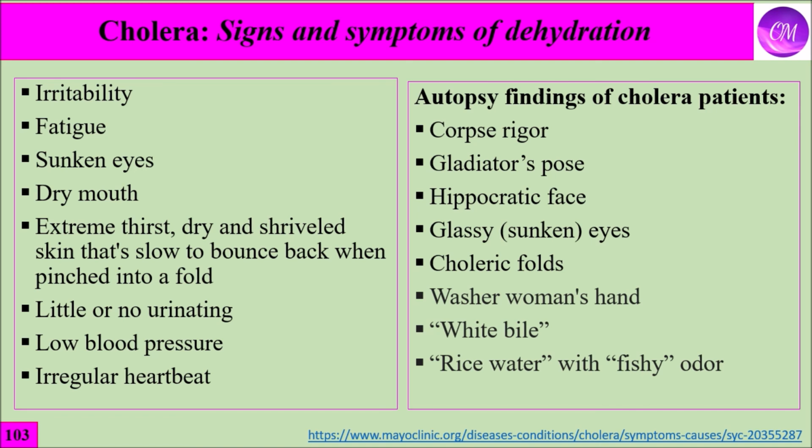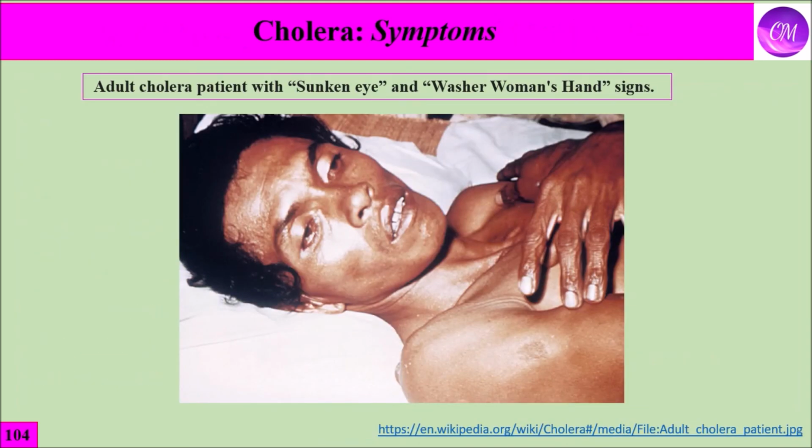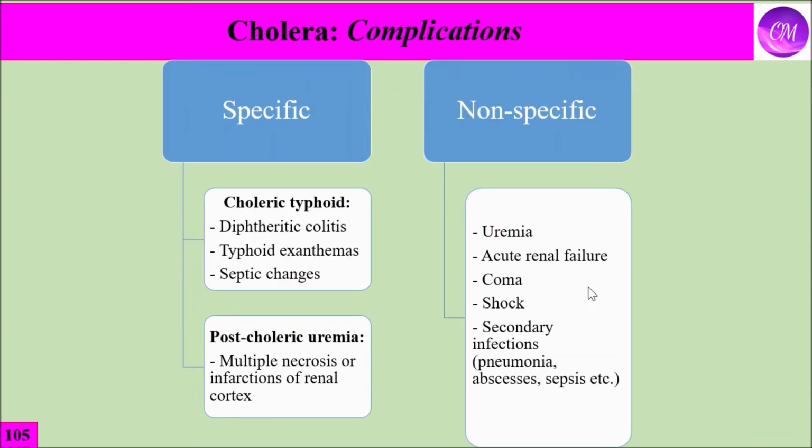And autopsy findings of cholera patients are the corpse razor, gladiator's pose, hypocratic face, glassy eyes, choleric folds, washerwoman's hands, white bile, and rice water with fishy odor. It is an adult cholera patient with sunken eyes and washerwoman's hand signs.